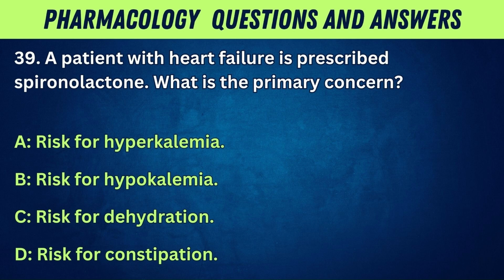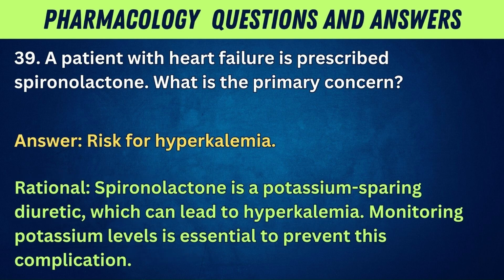39. A patient with heart failure is prescribed spironolactone. What is the primary concern? A. Risk for hyperkalemia. B. Risk for hypokalemia. C. Risk for dehydration. D. Risk for constipation. Answer: risk for hyperkalemia. Rationale: spironolactone is a potassium-sparing diuretic, which can lead to hyperkalemia. Monitoring potassium levels is essential to prevent this complication.